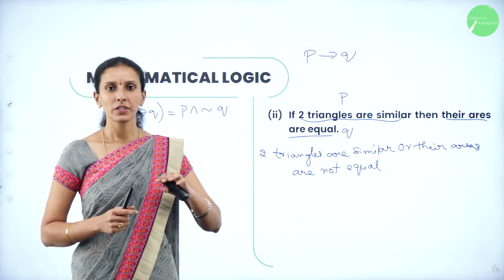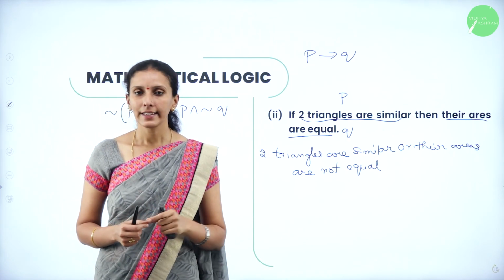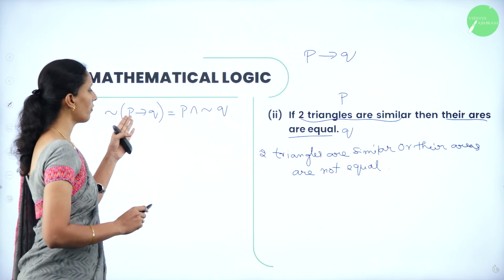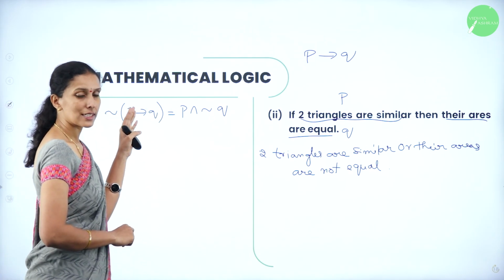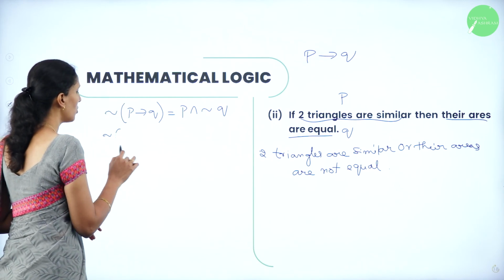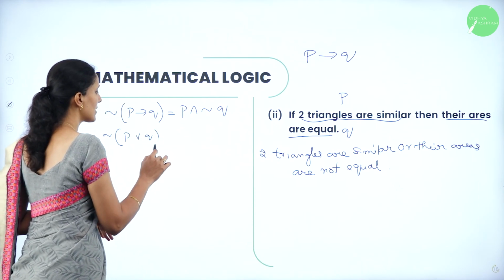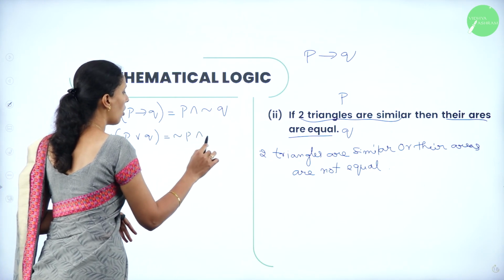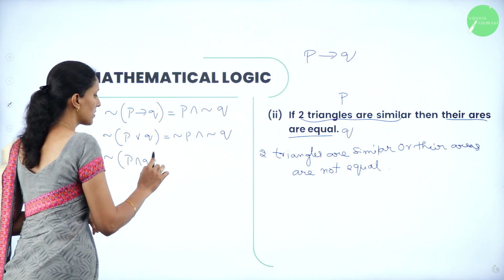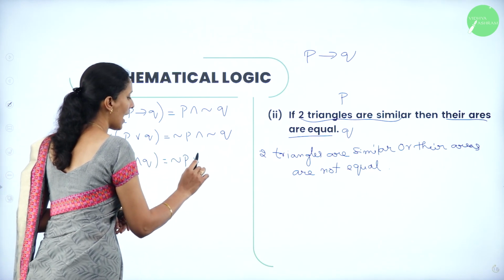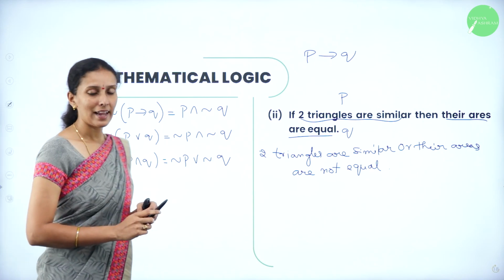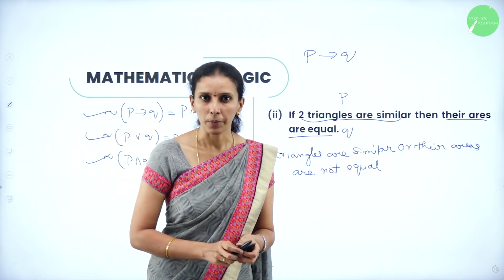So like this, using the De Morgan's law, we can negate the given statement. So remember all the De Morgan's laws: negation of the implication, that is conditional, is P or not Q. Negation of P and Q is negation P or negation Q. Negation of P or Q becomes negation P and negation Q. So using these 3 properties, we can negate any type of propositions.